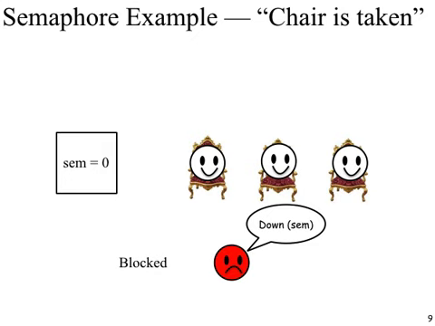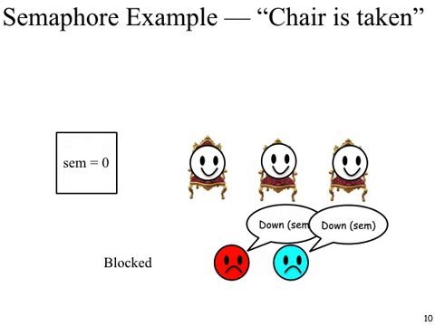So he's blocked. So he has to wait till somebody leaves the chair, which means somebody performs an up operation. At this point, one more person comes in. He also attempts to perform a down operation. He wants a chair, but there are no more chairs. So he is blocked in the down operation.